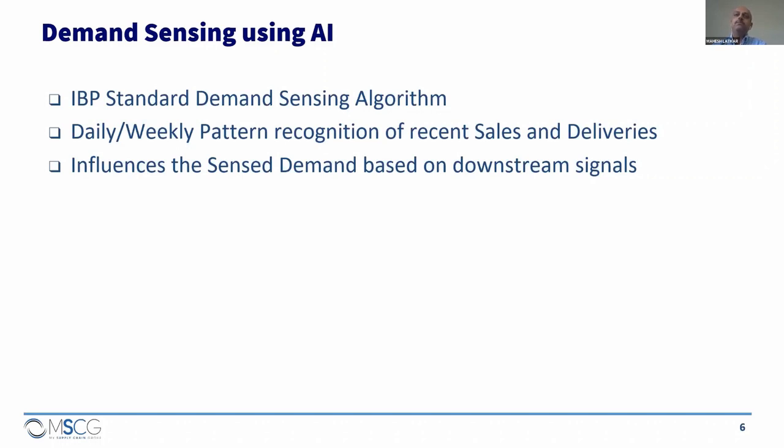The demand sensing algorithm is based on machine learning, and it is the IBP standard algorithm. It also recognizes the pattern from daily or weekly buckets from your recent sales and deliveries. And also you can have downstream signals and you can apply that logic to this AI algorithm. This demand sensing algorithm influences the sensed demand based on downstream signals like customer point of sales or customer inventory that we can model. So we'll talk about one scenario for customer point of sales in coming slides.